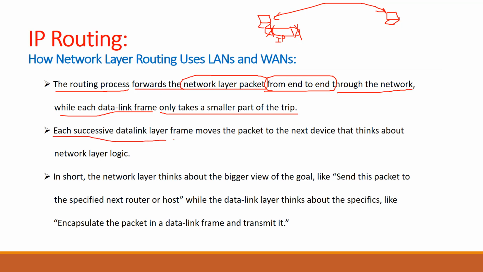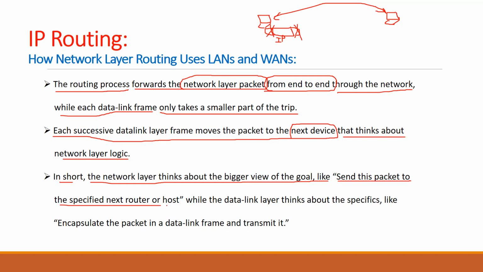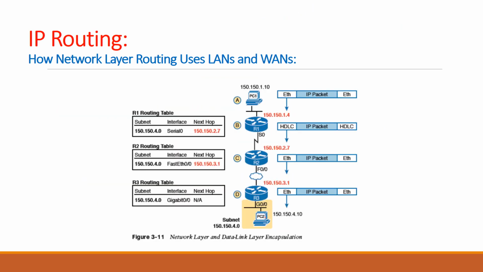Each successive data link layer frame moves the packet to the next device that thinks about network layer logic. So in short, the network layer thinks about the bigger view of the goal, like send this packet to the specified next router or host, while the data link layer thinks about the specifics, like encapsulate the packet in a data link frame and transmit it. This is how layer 3 works with the data link layer protocols.